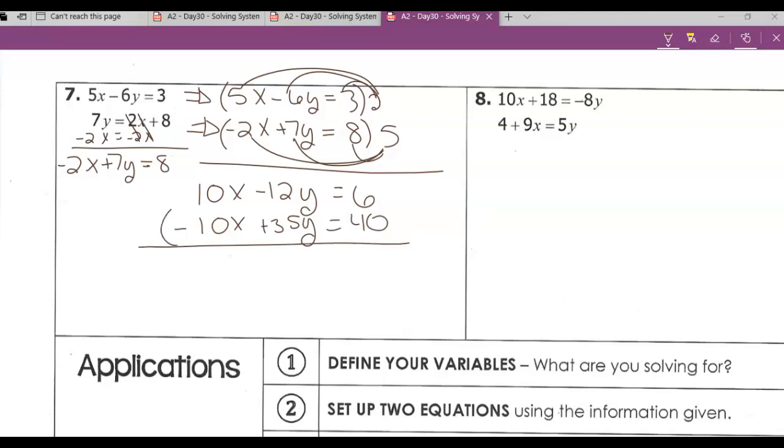I can now add these two equations. 10x's plus negative 10x's cancels out my x's, because that's the whole point, is to get rid of either x's or y's. Negative 12y's plus positive 35y's is 23y's. 6 plus positive 40 is 46. I'll divide everything by 23 to get the y by itself. And I end up with y equals 2.